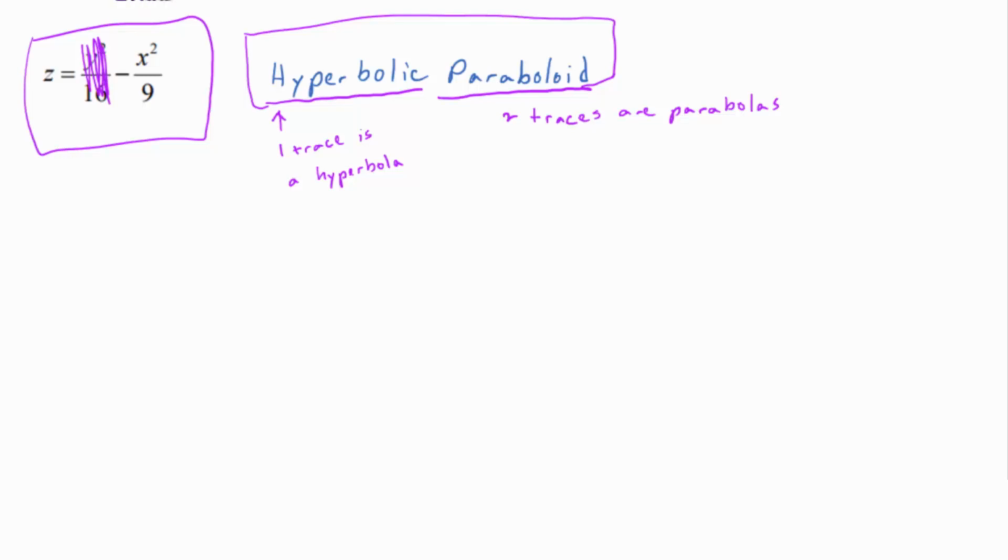Now, what if you let z be a constant? Now you don't want to let z equal 0, but if you let z equal a constant like 1, it doesn't have to be 1, then you get 1 equals y squared over 16 minus x squared over 9. That's a hyperbola, right? Okay. So it's got to be a hyperbolic paraboloid.